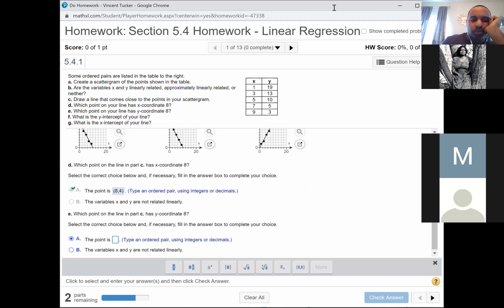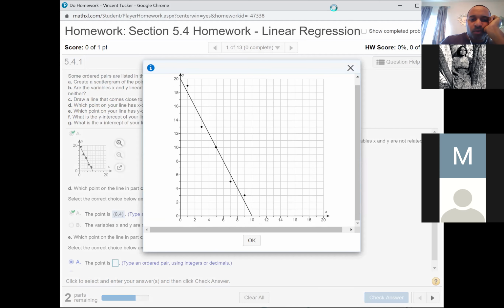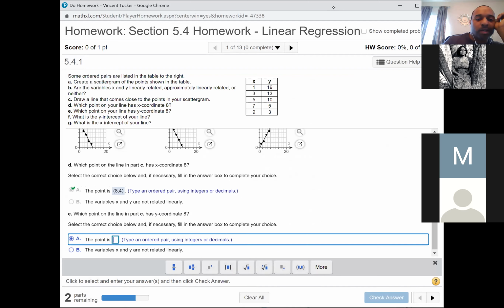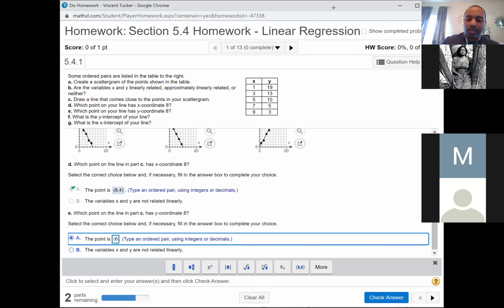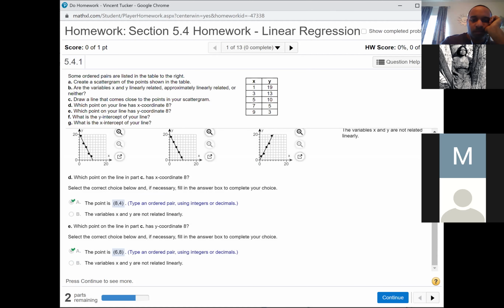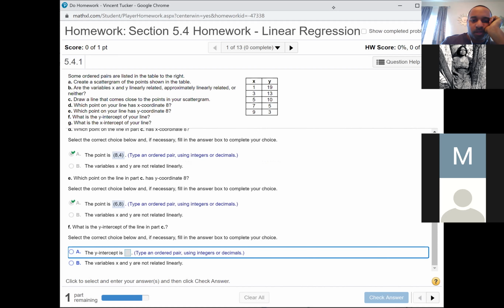Then it says which point has y coordinate 8. So you go back to the line you chose. The y coordinate being 8 would be at x of 6. Now remember, don't forget, in an ordered pair the 6 comes before the 8 because x comes before y. So it's going to be 6, 8. All right, any problems with that before we look at F?